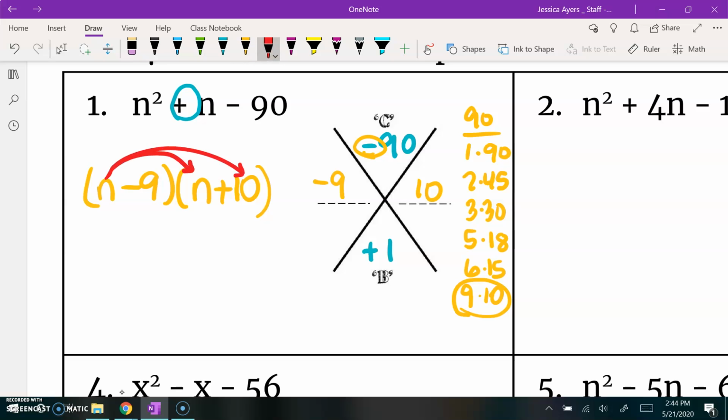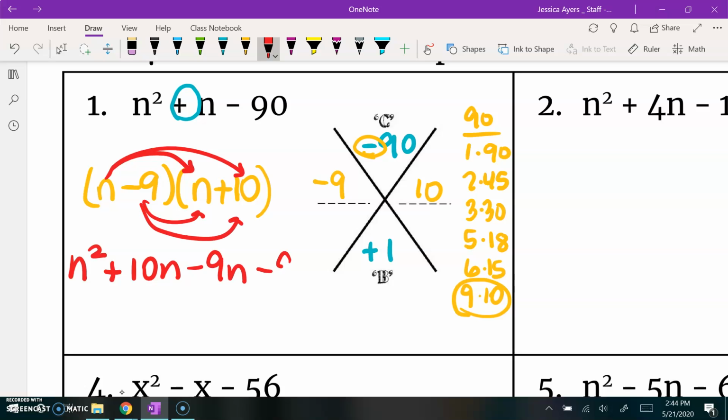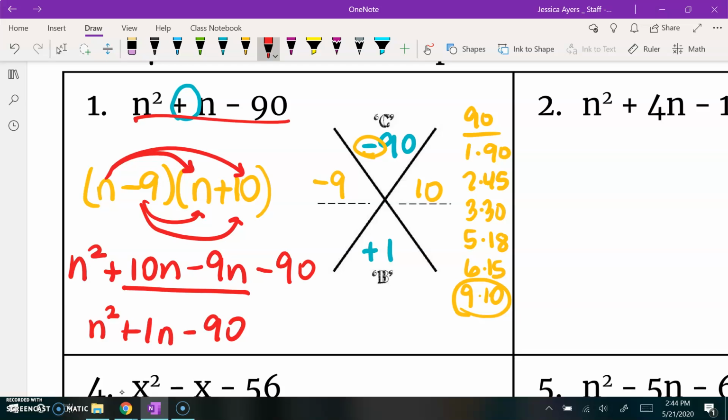So n times n is n squared. N times 10 is 10n. Negative 9 times n is negative 9n. And negative 9 times 10 is negative 90. Combining our middle terms, we see that n squared plus 1n minus 90 gives us what we started with, so we know this is our final answer.